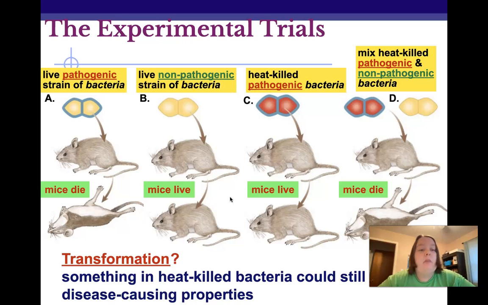So here's what he did. First, he did a control. He took a pathogenic bacteria he knows is going to make the mice sick, injected it, and the mouse died. He knew that was going to happen. That was a control. He did another control in which he took a live, non-pathogenic bacteria, which doesn't cause disease, injected it in the mouse, and the mouse lived. He knew that was going to happen. It was a control. He knew those bacteria wouldn't make the mice sick.